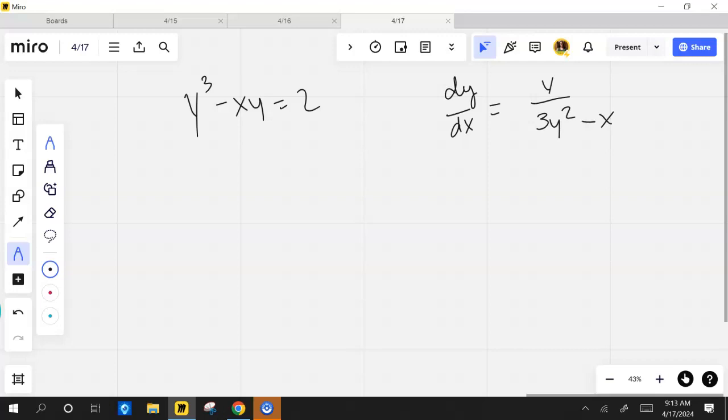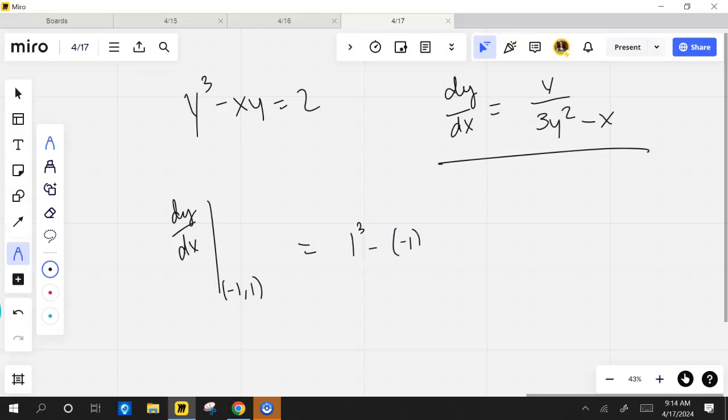Write an equation for the tangent line to the curve at (-1, 1). So for a tangent line, you need a point and a slope. The slope is given to you here, so really, I need the derivative at (-1, 1). And that's just a plug-in kind of thing, right? Which gives you 1/4.